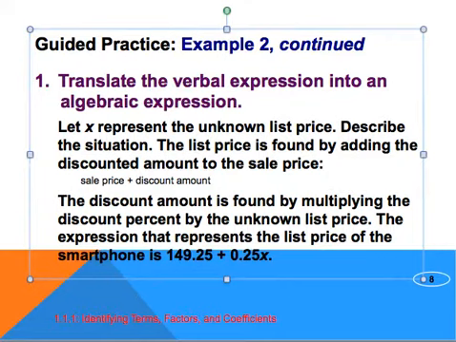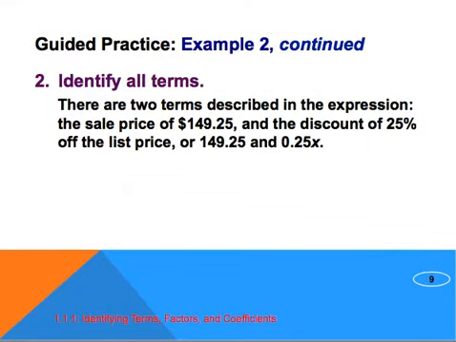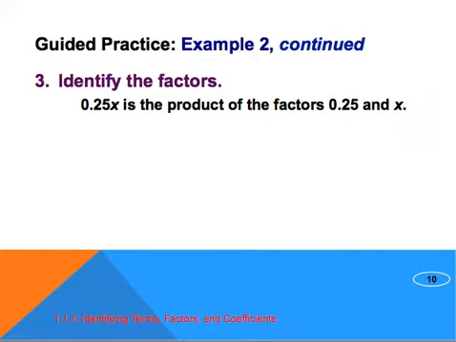Start thinking about which term is a constant. What would your coefficient be? What would your variable be? Okay, because that was part of the question. So, again, identify all the terms. We have our two terms. Then it says, step 3, identify the factors. So 0.25 times x is the product of the factors 0.25 and x. So factors 0.25 and x.